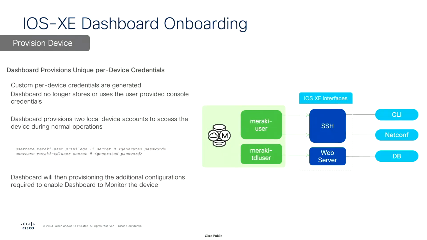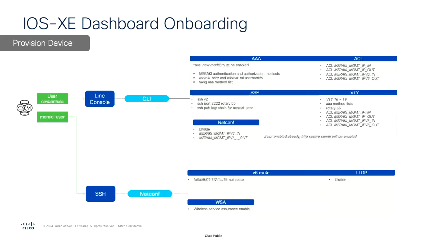So we will put a couple of usernames on the box. One's Meraki user that's used for SSH to do CLI and netconf. Another one you'll see on the box is Meraki-TDL user that you'll see accessing the web server interface to pull data from telemetry. This is just some of the overview of the commands that we need to put on there.